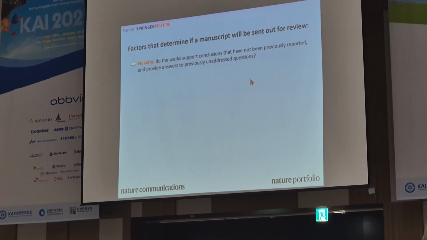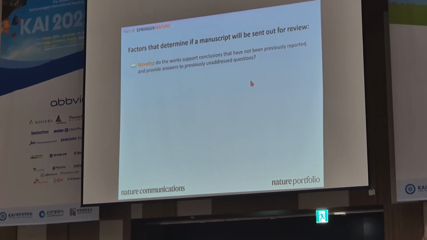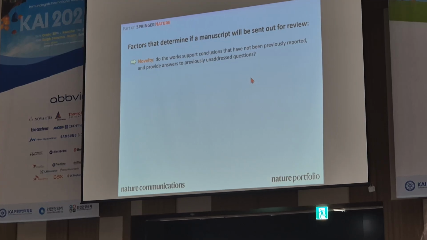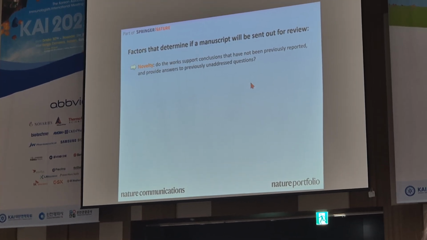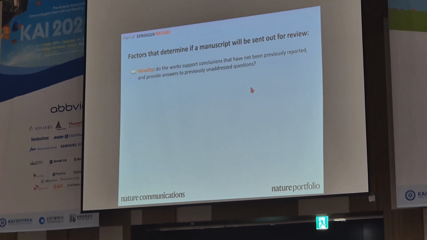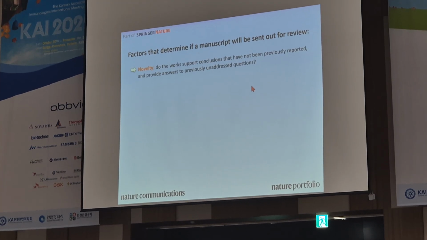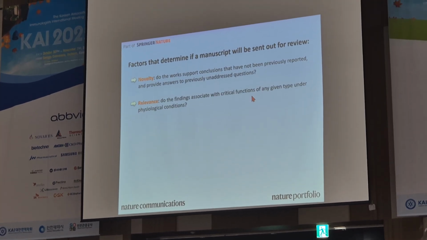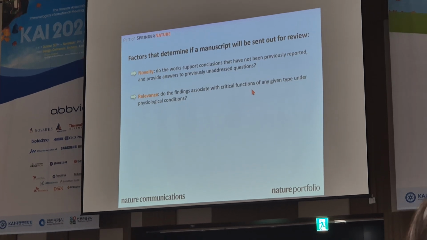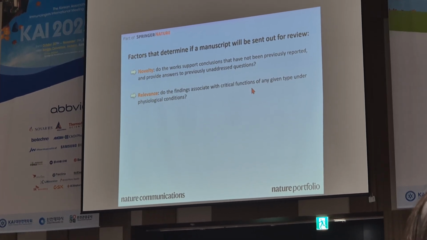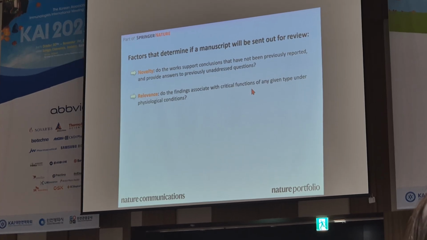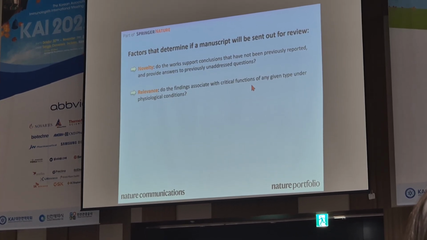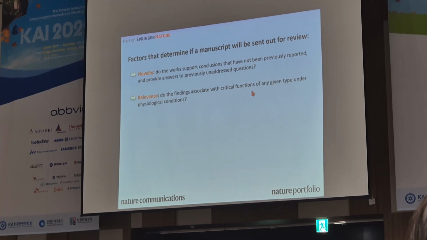The first factor we consider is novelty. Does the work support a conclusion previously reported, or does it provide an answer to previously unaddressed questions? Novelty is always the most important factor that we consider. Of course, different tiers of journals have different bars, but that never goes away as a consideration. But even if something is really new and never been done before, it needs to be relevant. For example, it could be studying a rare event that occurs only 1 in a million, but would that be necessary to publish in Nature Communications to be shared by all the readers? That's something we have to consider.